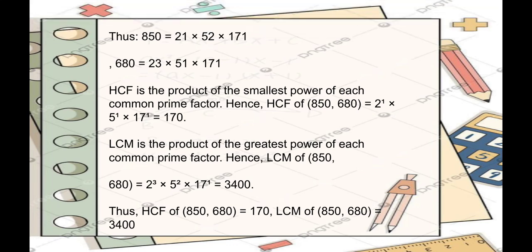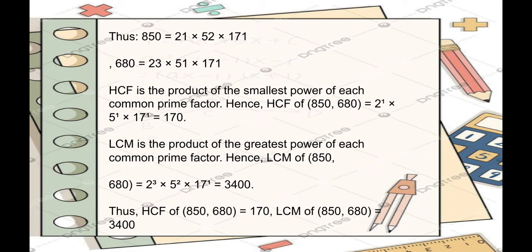680 also is equal to 2 to the power of 3 times 5 to the power of 1 times 17 to the power of 1. So HCF is the product of the smallest power of each common prime factor. Hence, the HCF of 850 and 680 is 2 to the power of 1 times 5 to the power of 1 times 17 to the power of 1, which is equal to 170. That is the HCF of 850 and 680.